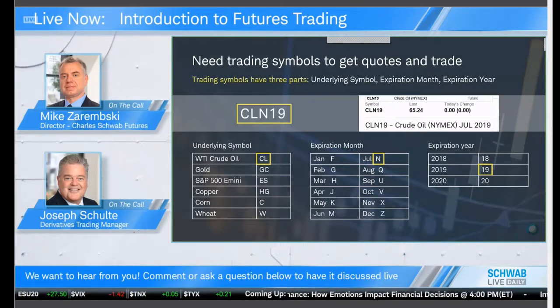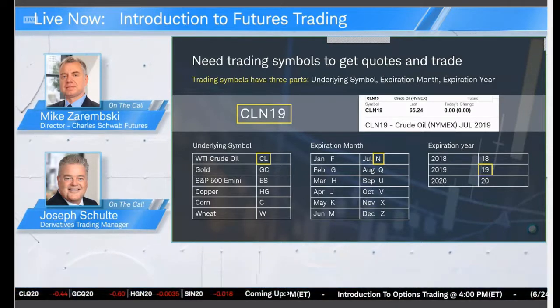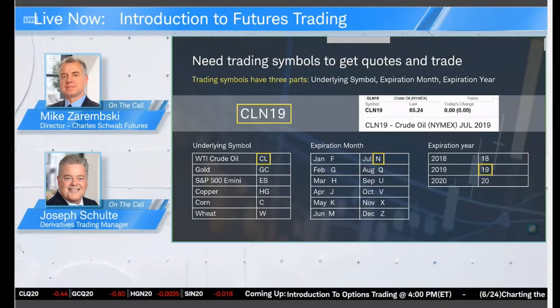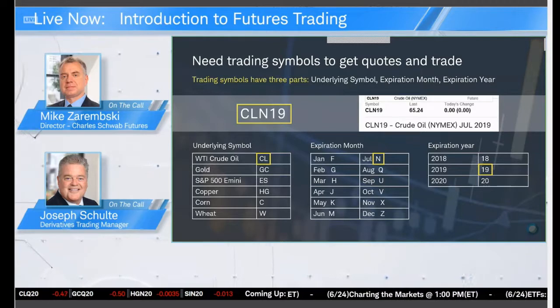The second part is the expiration month. Now, the futures industry has assigned certain letters of the alphabet to the 12 calendar months. As you can see in that little middle box there as well, for instance, the letter F stands for January, J is for April, Q is for August, X is for November, Z is for December.